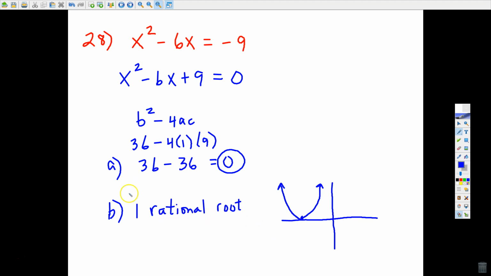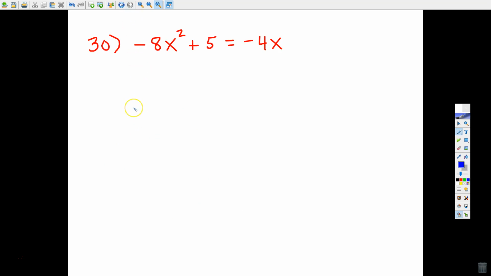Okay, so that's the complete answer. The only 2 parts, you can, if you want to, go ahead and do C for practice, that's okay, but all I'm going to require you to do is parts A and B. Okay, so that's your answer for number 28. So let's take a look at one more.